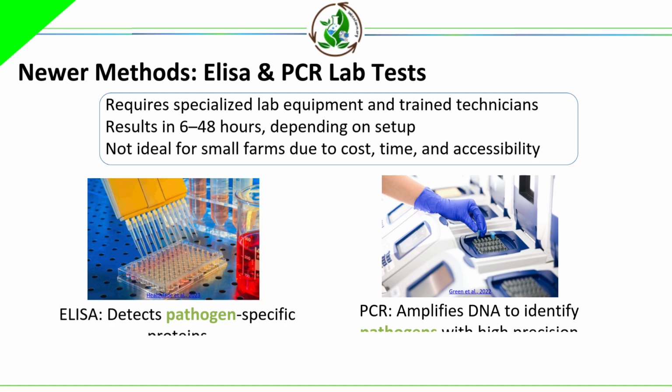These tools have transformed plant pathology and research, and they're the backbone of a lot of what we know about plant diseases today. But they're not always practical for farmers who need rapid, on-site decisions. ELISA, or enzyme-linked immunosorbent assay, works by using antibodies to detect specific proteins from a pathogen. When the antibody finds its match, the reaction produces a visible color change, so we know that pathogen is present.